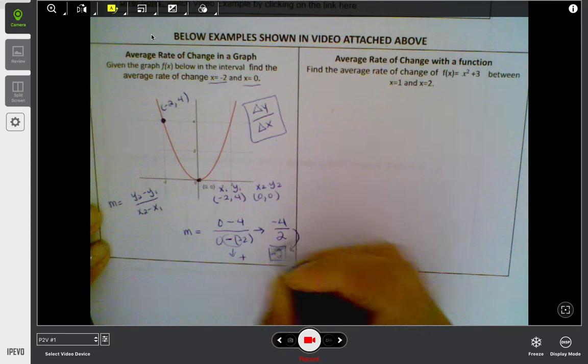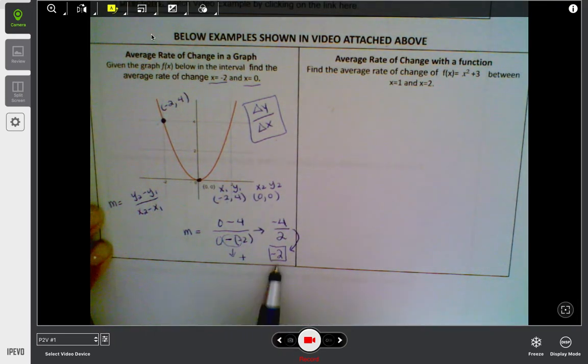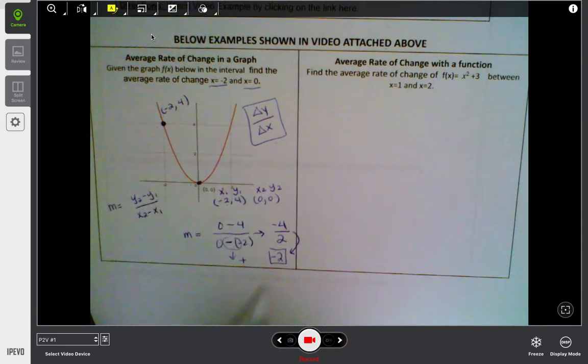So remember, because this is a generic type of function, I don't have units, so I don't have to write, for example, meters per second or beats per second, like in a heartbeat. So this is my average rate of change for this first example.